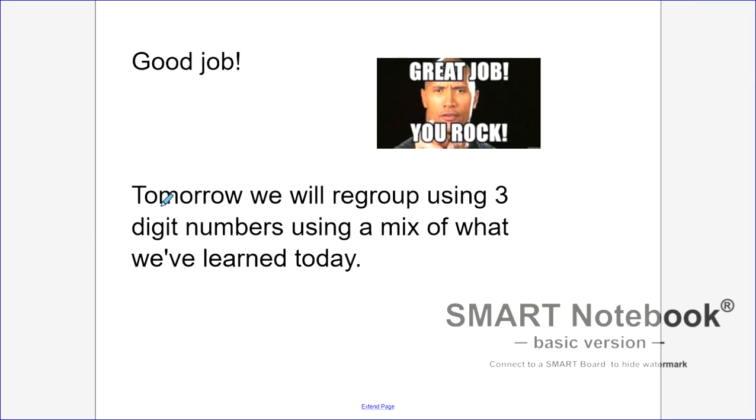Great job with your work today. Today we focused on regrouping hundreds into tens, and tomorrow we're going to do a mix of what we've learned so far, today and before. So that means that we'll be turning our tens into ones and our hundreds into tens depending on the math problem. Keep up the good work, and remember, you rock!